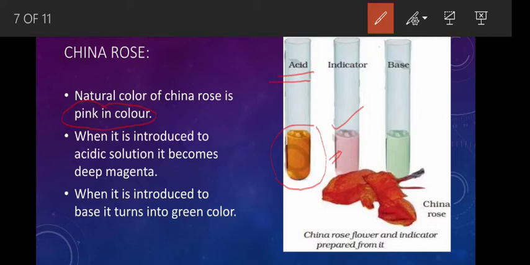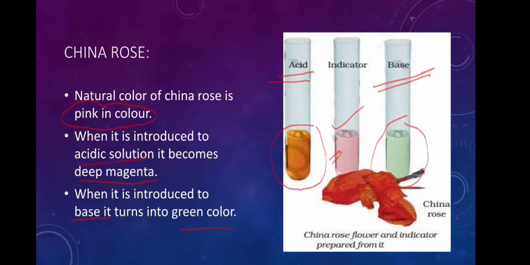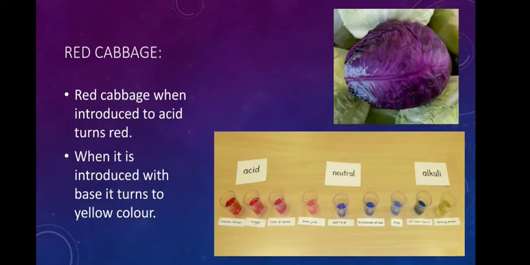Now we will see when we introduce it to basic solution, what will happen? It becomes green in color. It becomes green in color in basic solution and deep magenta in acidic solution. Have you all understood? Let us talk about red cabbage.